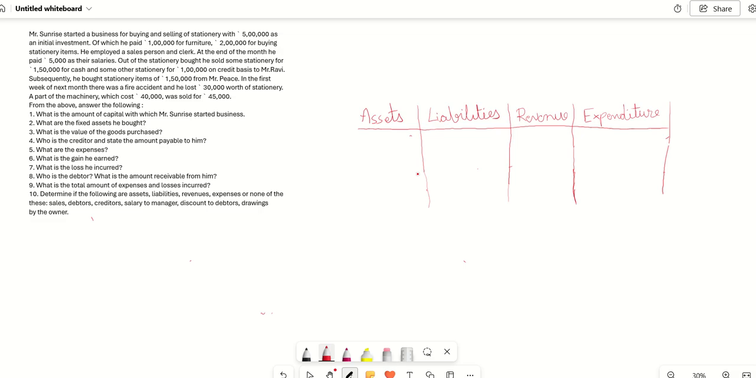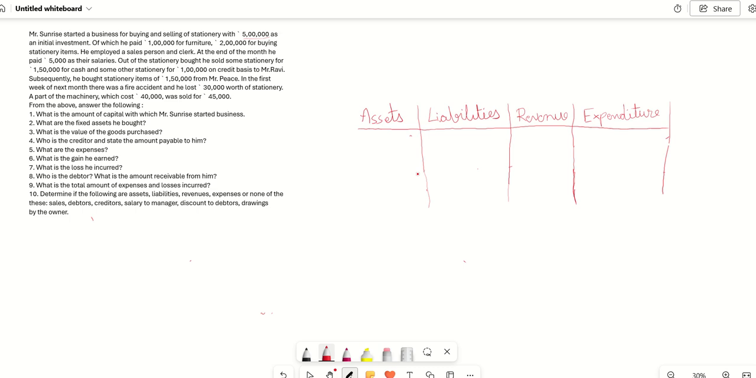Okay. Mr. Sunrise started a business for buying and selling stationery with rupees 5 lakh. So 5 lakh as capital. Mr. Sunrise has started a business of buying and selling stationery. So, try to understand the nature of business. He is into trading stationery items. Okay, he has used that as initial investment.